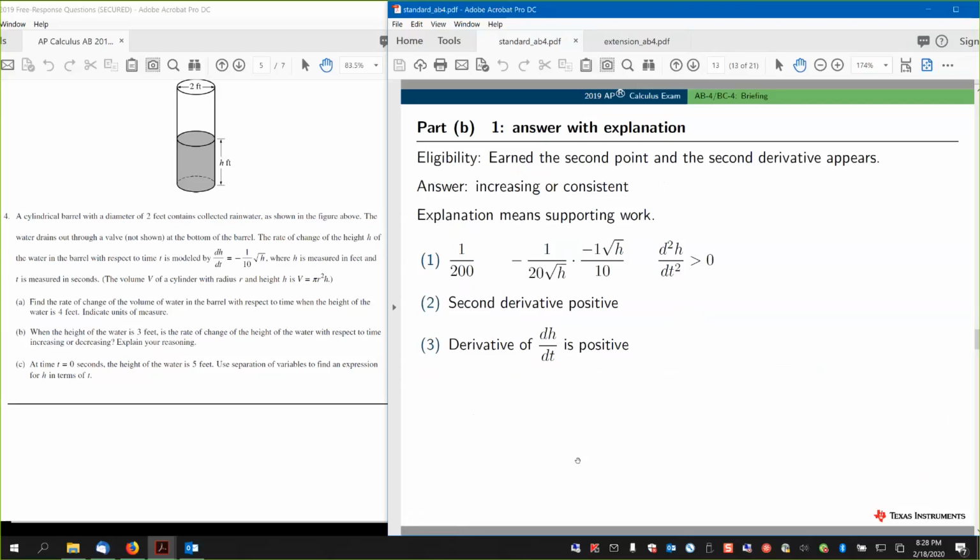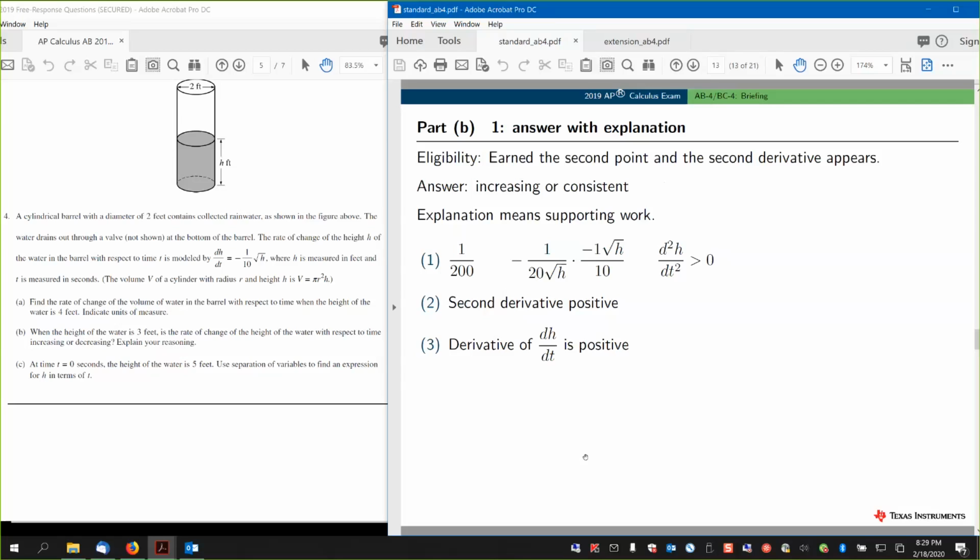So the third point in part B was for the answer with a sufficient explanation. Now, we've talked about this before. In many of the free response questions, there are eligibility criteria, and there was such here. So to be eligible for this third point, the student must have earned the second point. That's the chain rule point. And the second derivative of h with respect to t must appear. Now, the student has to say increasing, or it has to be consistent with their incorrect derivative. And again, that word explanation, at least the way that I interpret this, means that there must be some supporting work.